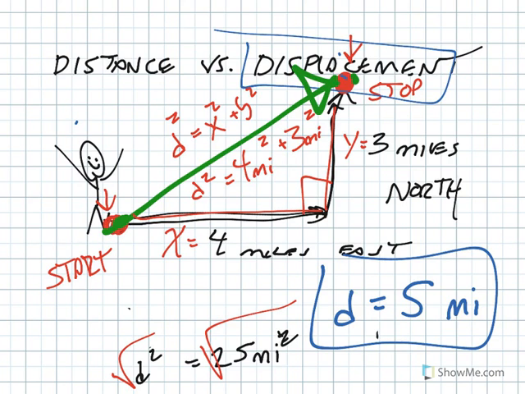And that's less than the distance. The distance you walked was 7 miles, 4 and 3. But your displacement, again, is just the distance between where you ended up and where you were. In this example, we could figure this out using some geometry, and it is 5 miles. This is a famous 3, 4, 5 triangle. And that is your introductory lesson on distance versus displacement.